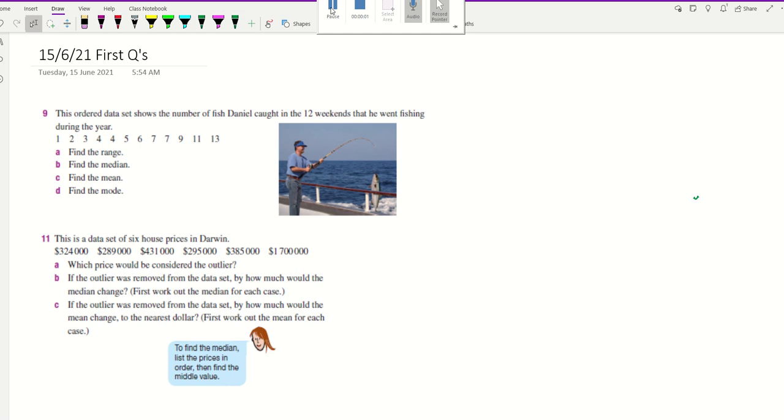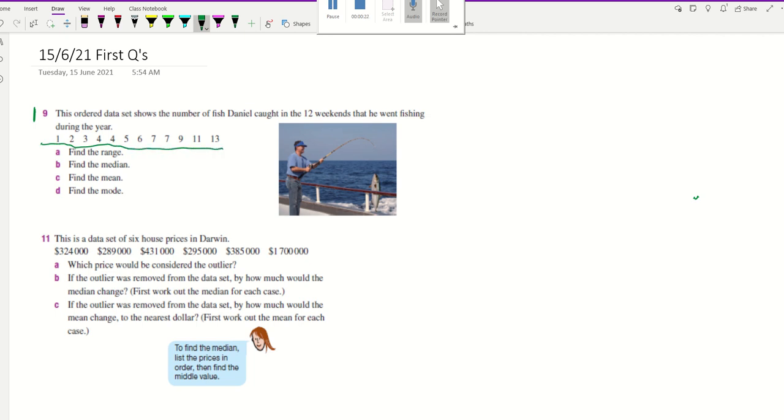These are the first questions for Tuesday, the 15th of June. They're going to be on the measures of centre and spread, which are the range, the median, the mean, and the mode. This is revision.